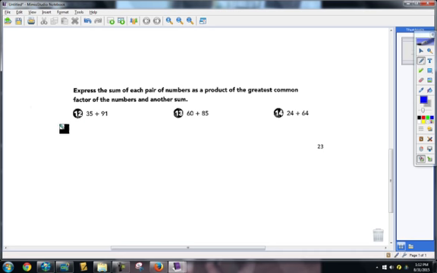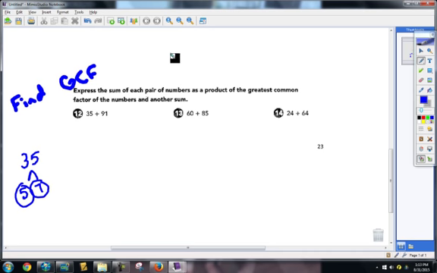So, remember, we're creating equivalent expressions, and the first step is we got to find the GCF of the 2 numbers. Okay, find GCF. And you guys all know the first step to GCF is to do the prime factorization. 35 would be 5 and 7, and those are both prime. 91, kind of a tricky one.